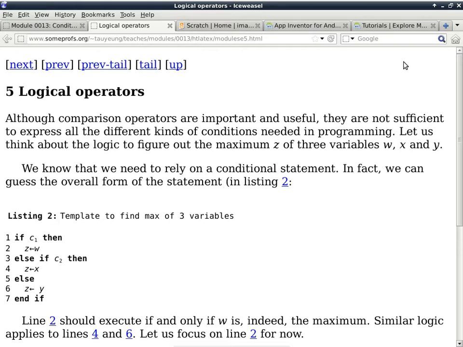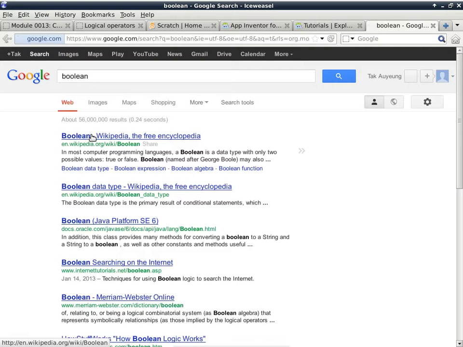Well, let's sidetrack a little bit and talk about Boolean. What does that mean, Boolean? Look at Wikipedia and you can know right away.